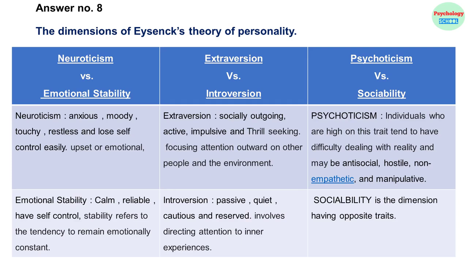Next is answer number 8, which are the dimensions of Eysenck's theory of personality. These dimensions are well explained here. Neuroticism versus emotional stability. Next is extroversion versus introversion. And the third dimension is psychoticism versus sociability.